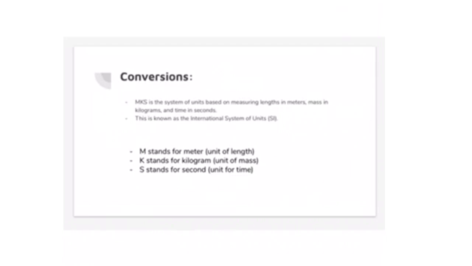So the M in MKS stands for meter, which is our unit for length. The K in MKS stands for kilogram, which is our unit of mass. The S in MKS stands for second, which is our unit for time.